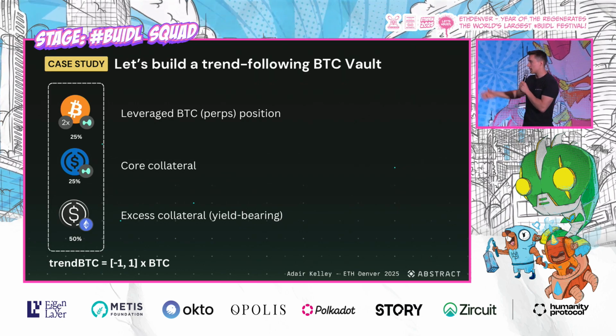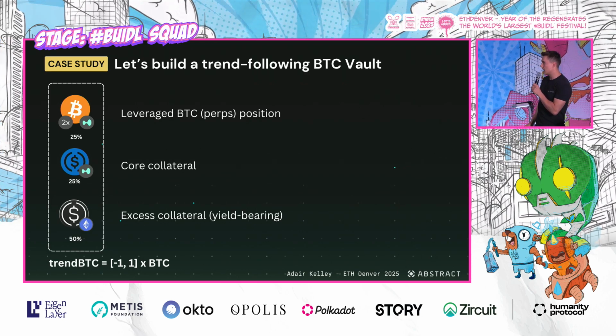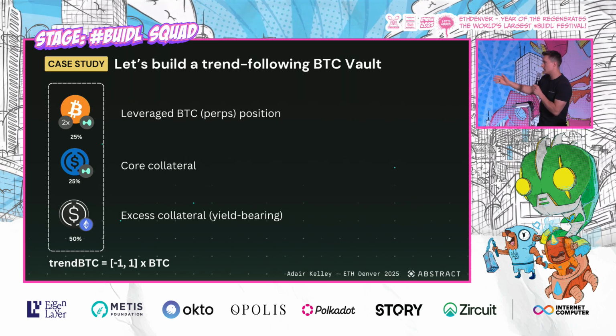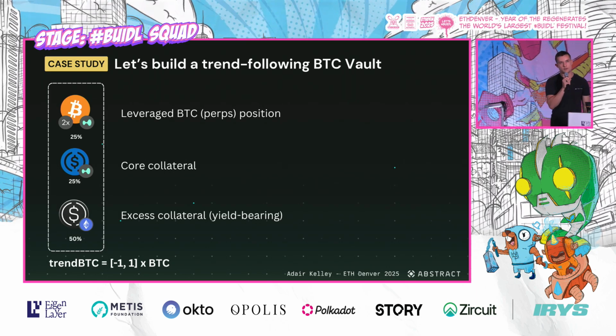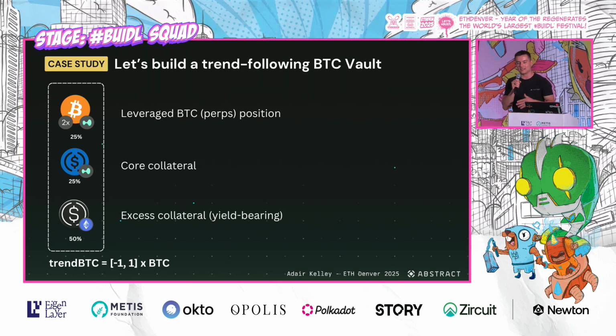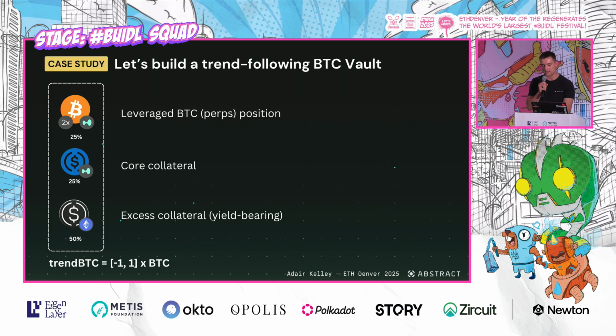Even though we have chain abstraction, we have many chain abstraction protocols today, if you try to build a vault that holds a Hyperliquid position and then a yield-bearing asset like sUSDe, you run into a big problem, and that is that the liquidity is fragmented across the chains.